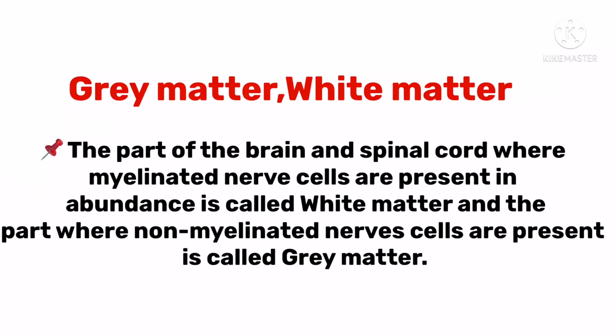Gray matter, white matter. The part of the brain and the spinal cord where myelinated nerve cells are present in abundance is called white matter, and the part where non-myelinated nerve cells are present is called gray matter.